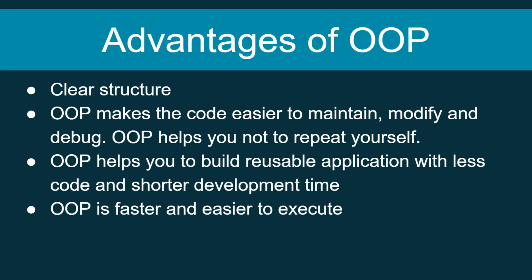What are the advantages of object-oriented programming? In object-oriented programming, you have clear structure. It makes the code easier to maintain, modify, and debug. Object-oriented programming helps you not to repeat yourself. It helps you to build reusable applications with less code and shorter development time. Object-oriented programming is faster and easier to execute. You will see these advantages in the examples.